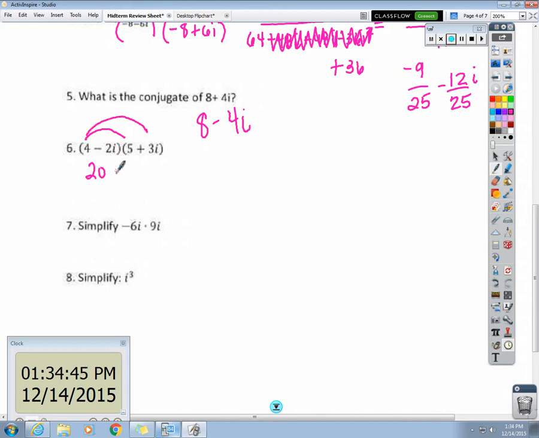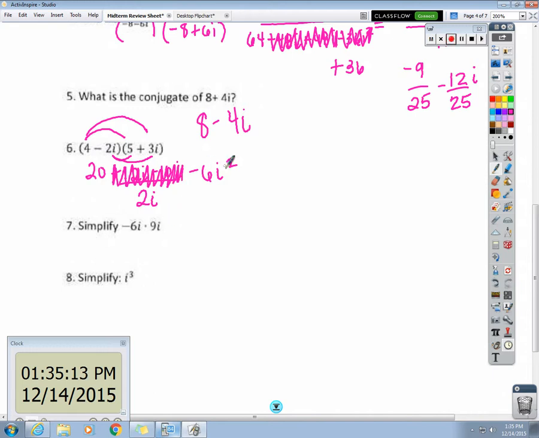4 times 3i is positive 12i. Negative 2i times 5 is negative 10i. Negative 2i times 3i is negative 6i squared. Okay, then what could I do? Okay, which ones are the like terms? And that makes 2i. Okay, so they're gone because we combined them. What else can we do?